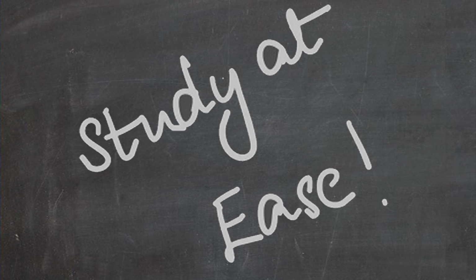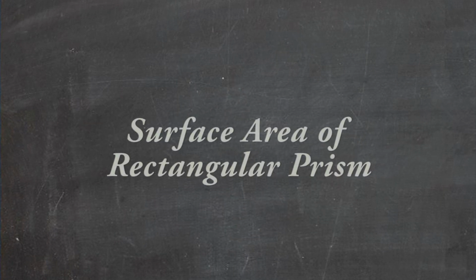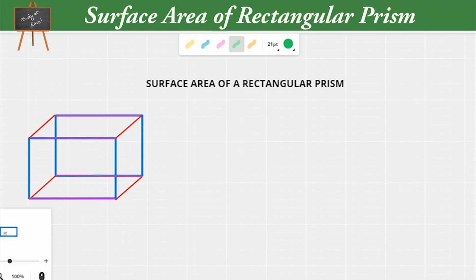Today we are going to study the topic surface area of rectangular prism. What do you mean by the term surface area? Surface area is nothing but the outer surface of any object. So there comes the next term, that is rectangular prism. So what is a rectangular prism? Rectangular prism is nothing but a cuboidal shape.